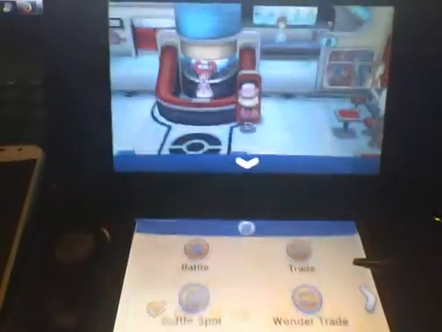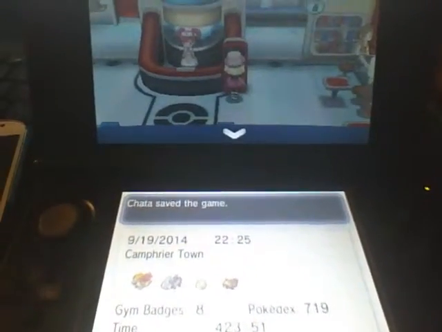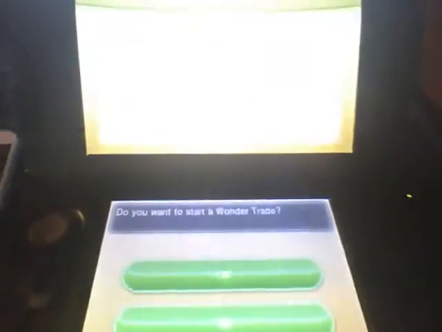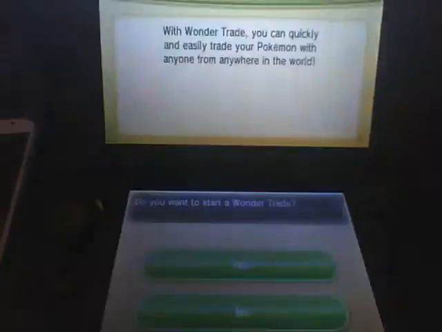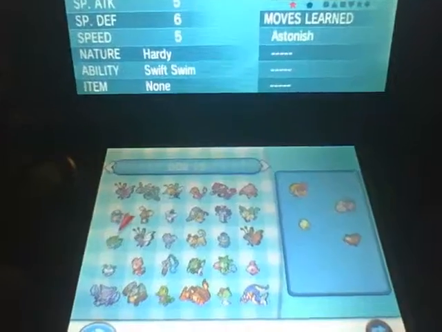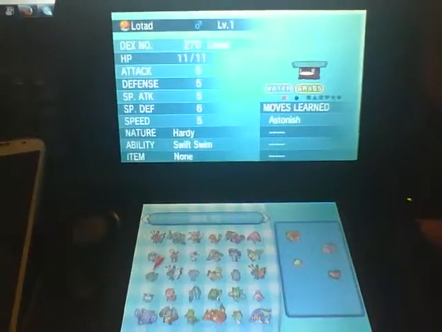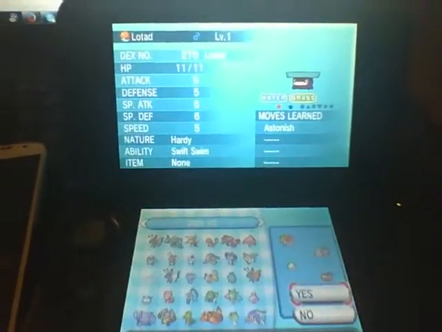Alright, some more wonder trade. See, I still have that beat off from the GTS giveaway. Alright, let's see what else. You know what? Yeah, how about a shiny Lotad? Yep. Giving this away. Trade. Yes.